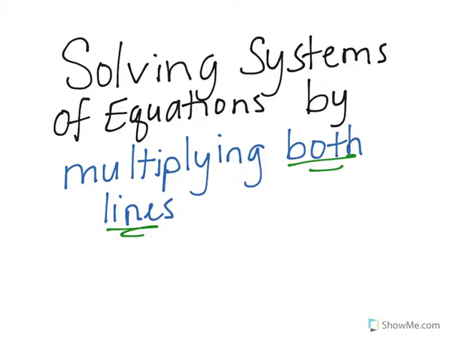In this lesson, we're going to learn how to solve systems of equations by multiplying both lines to make variables cancel out. Now, if you remember, in order to solve systems of equations by elimination, we need to make sure that we have opposites. In other words, -4 and +4, -6 and +6, and so on and so forth. So what we're looking for is the same coefficient, except they're opposites of each other.